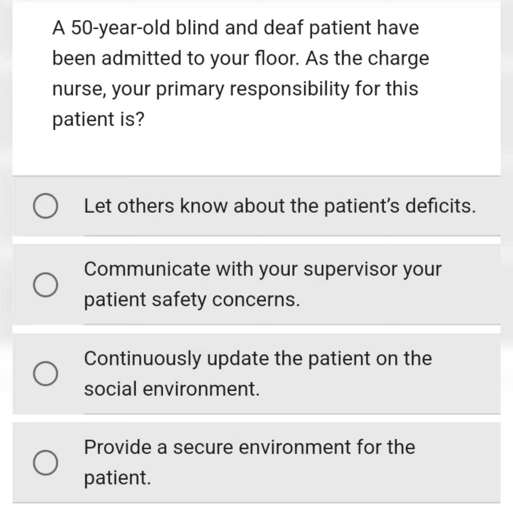A 50-year-old blind and deaf patient has been admitted to your floor. As the charge nurse, your primary responsibility for this patient is to provide a secure environment for the patient.